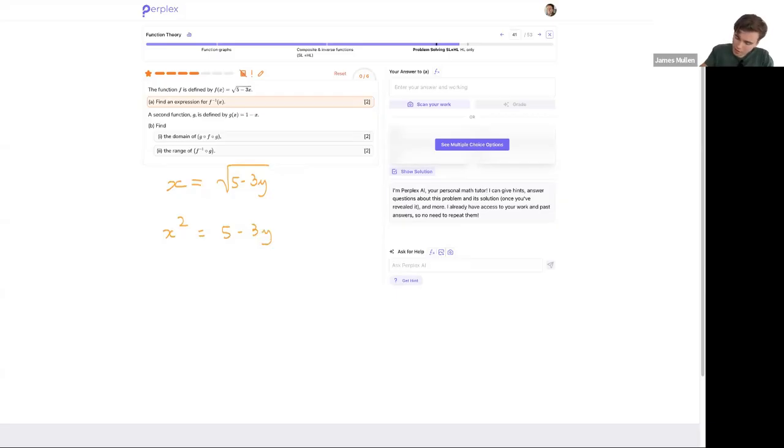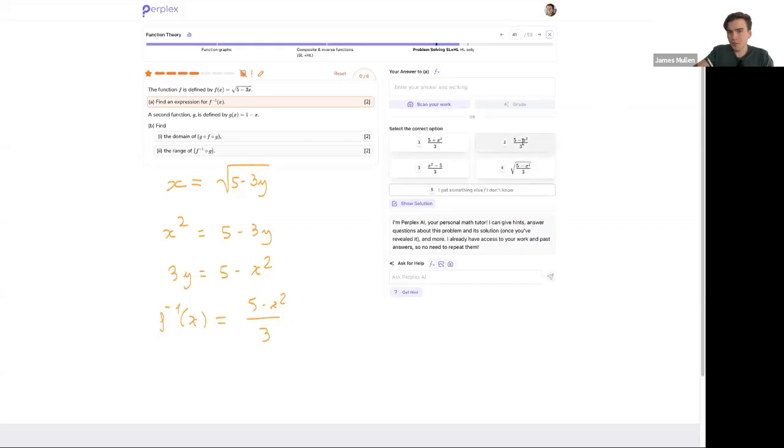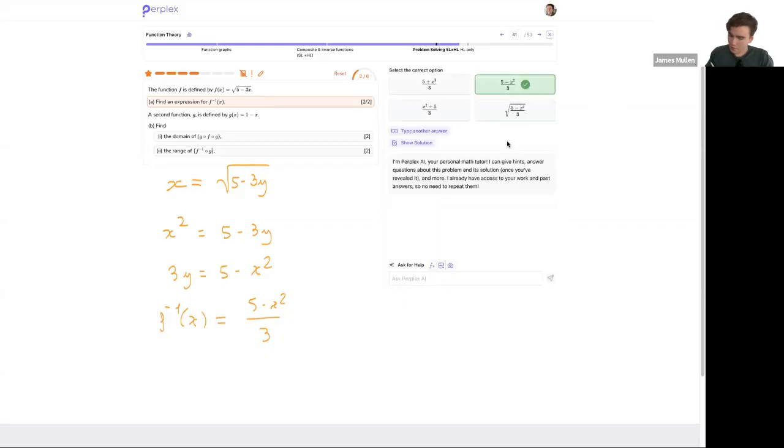And I'm going to isolate the 3y, bring it to the left, and bring the x squared to the other side. So 3y is equal to 5 minus x squared, which means that f negative 1 of x is equal to (5 minus x squared) over 3. Let's check our multiple choice options. (5 minus x squared) over 3.